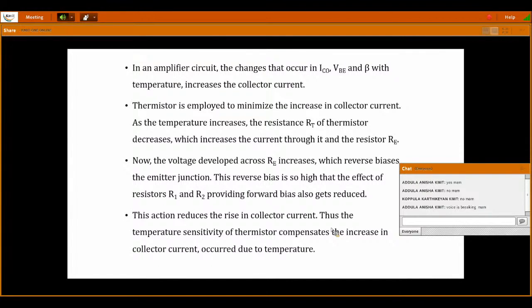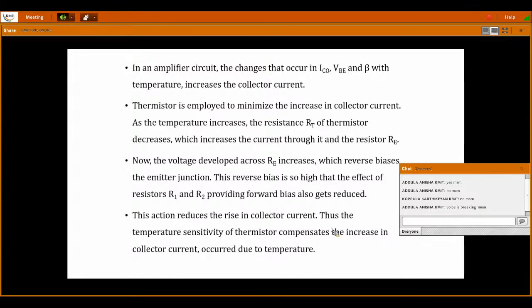So when IT increases, the voltage drop across the emitter resistor is also increasing. Now the voltage developed across the emitter resistor is increasing, which reverse biases your emitter junction. Actually we need to provide a forward bias voltage, but due to this increase in thermistor current, the emitter voltage is increasing. When that emitter voltage is increasing, the net amount of applied base to emitter junction voltage decreases. That decrease in base to emitter junction voltage leads the base current to reduce.